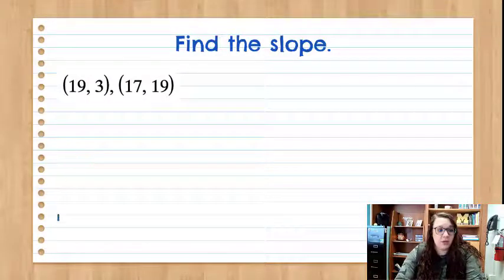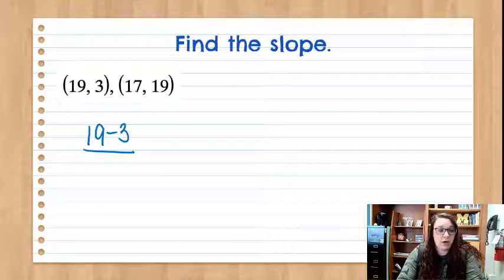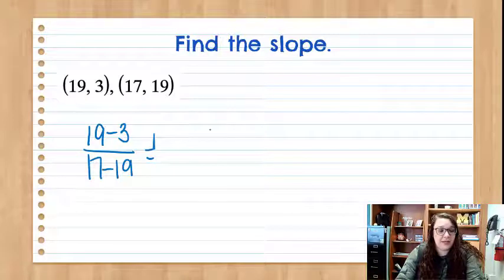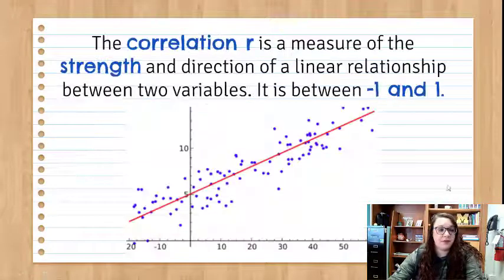We've got rise over run, so I'm going to do 19 minus 3. And on the run part, 17 minus 19. 19 minus 3 is 16, and 17 minus 19 is negative 2. 16 divided by negative 2 is negative 8. There's my slope. Hopefully you're getting really good at these.